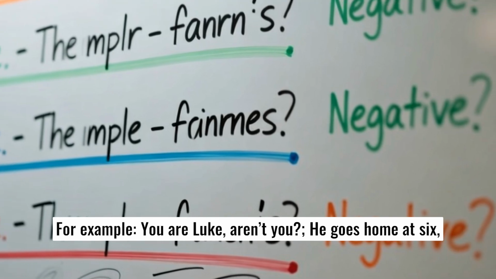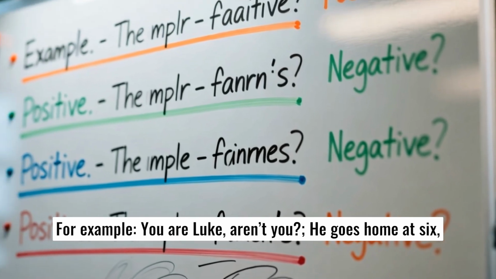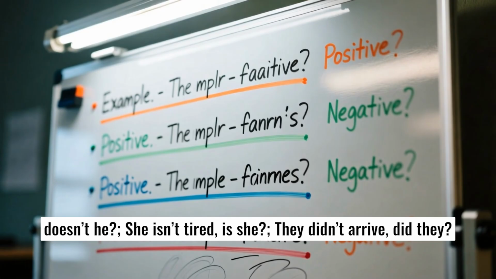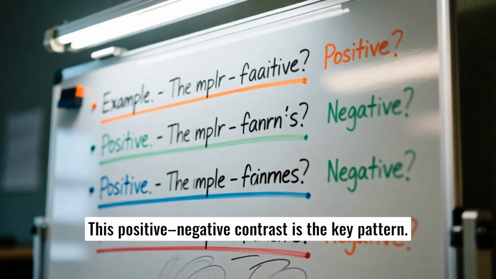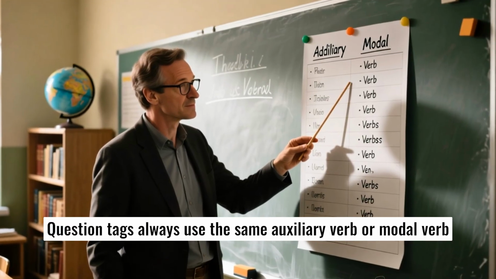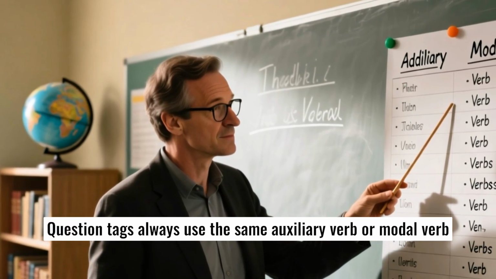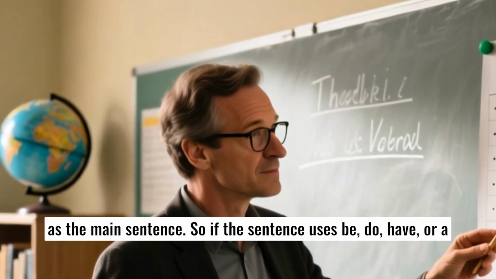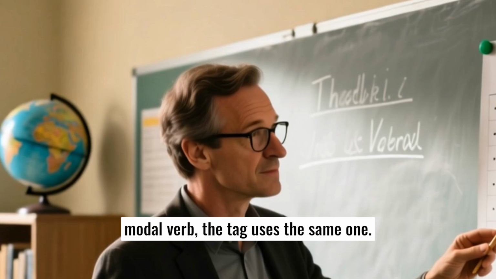For example, "You are Luke, aren't you? He goes home at 6, doesn't he? She isn't tired, is she? They didn't arrive, did they?" This positive-negative contrast is the key pattern. Question tags always use the same auxiliary verb or modal verb as the main sentence. So if the sentence uses be, do, have, or a modal verb, the tag uses the same one.